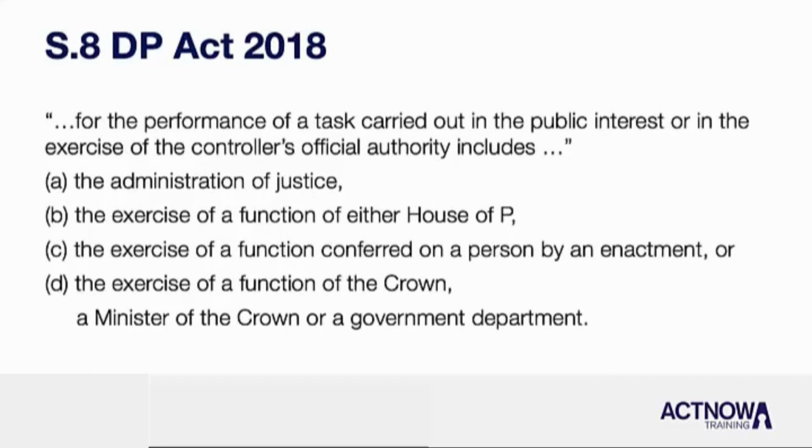What that says, specifically section 8, is that for the performance of a task carried out in the public interest or in the exercise of a controller's official authority includes things like the administration of justice, the exercise of a function of either Houses of Parliament, the exercise of a function conferred on a person by an enactment, or an exercise of function of the Crown, a Minister of the Crown, or a government department. Therefore, especially for C, unless there's something specifically conferred on you or your organisation as part of an enactment or in British law, then you cannot use it.